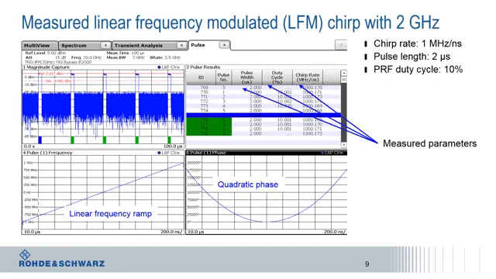Before, we also talked about pulsed radars. So here's an example of a pulsed radar with modulation on pulse. Here I used a chirp signal with a chirp rate of 1 MHz per nanosecond. The pulse length is 2 microseconds.